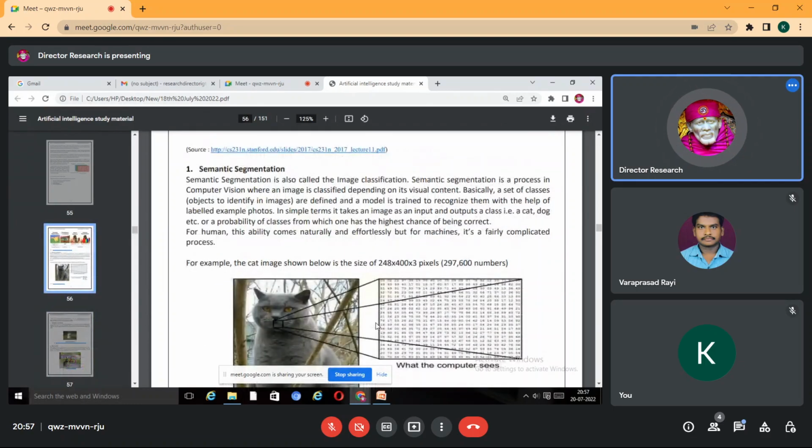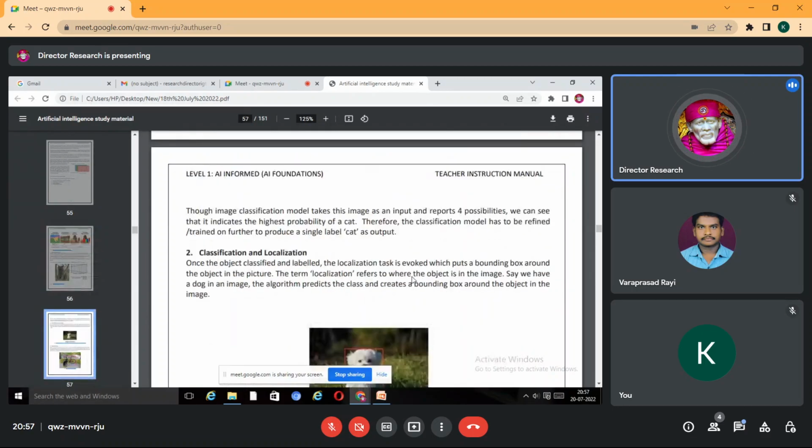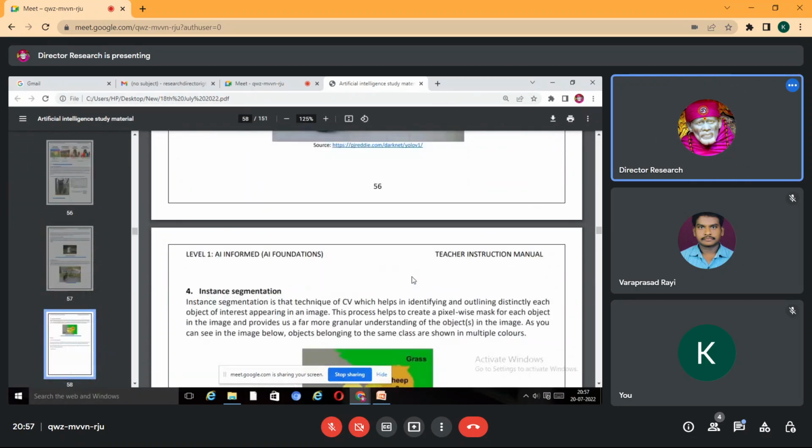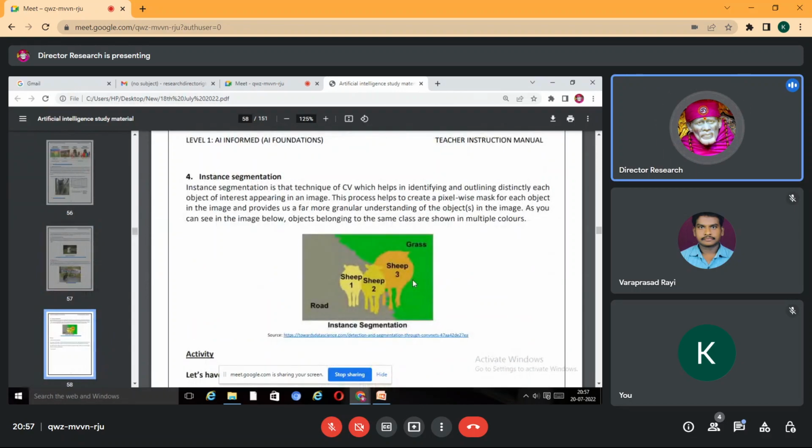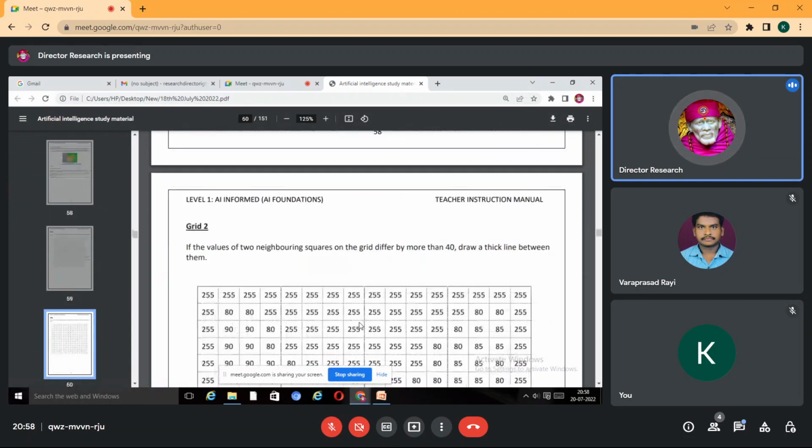This is about segmentation, rows and columns. This is multi-object tracking using the algorithm. Instance segmentation is a technique in CV which helps identify and outline distinctly each object of interest appearing in an image. This process will help create a pixel mask for each object. It provides a more granular understanding of the objects in an image. Like that: sheep 1, sheep 2, sheep 3, grass. You will observe that grass also, road also. See how great the technology is.